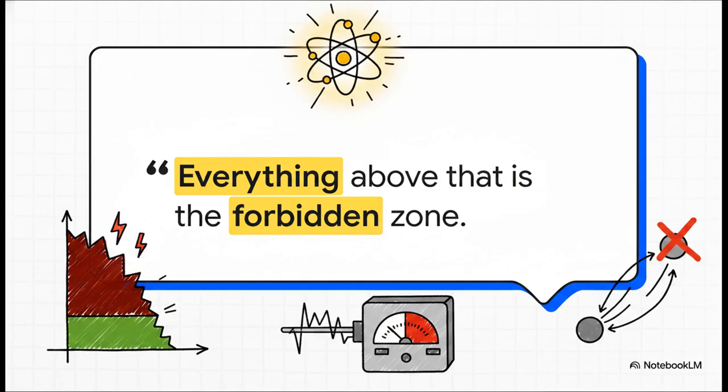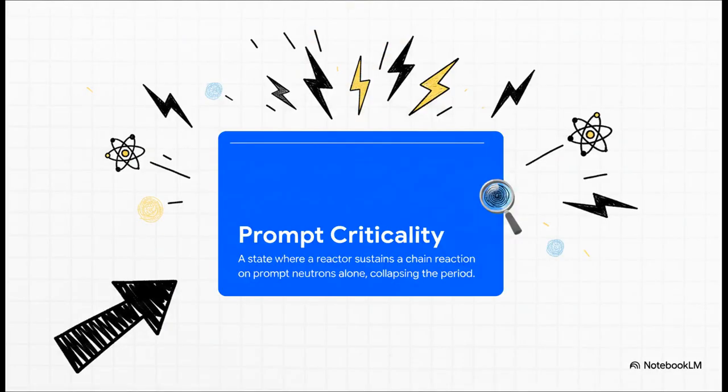Like the source material puts it so chillingly, everything above that is the forbidden zone. Crossing that line is a nightmare scenario. Because if you push reactivity to exactly $1 or higher, you hit what engineers call prompt criticality. At this point, the reactor is sustaining a growing chain reaction using only those instant, prompt neutrons. It doesn't need to wait for the delayed ones anymore.